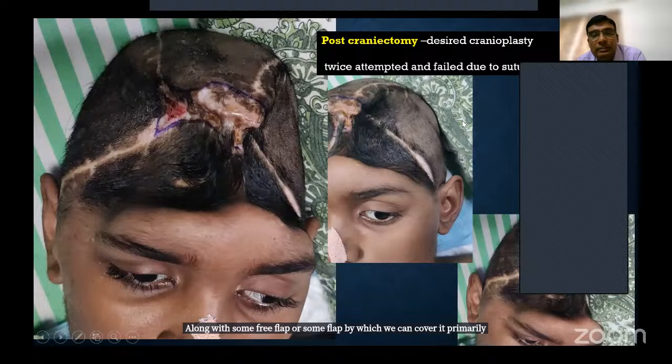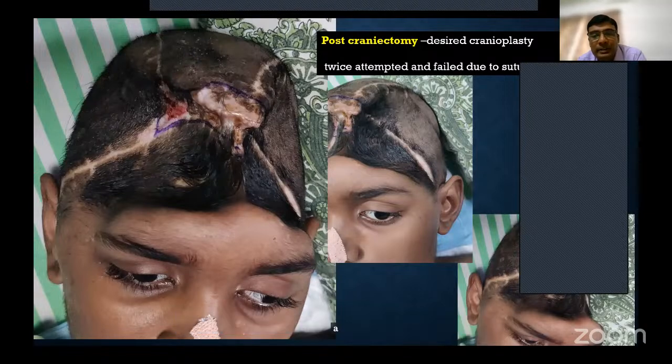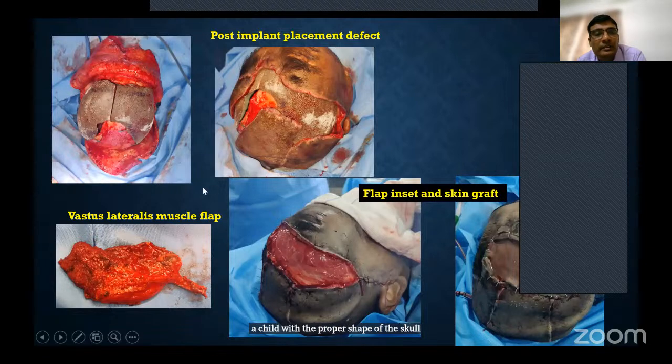So this patient was taken up for a cranioplasty as the parents desired to have a child with the proper shape of the skull. And this is the implant which was placed and fixed to the available native bone, and you can see the defect which is evidently there, which we could not close.